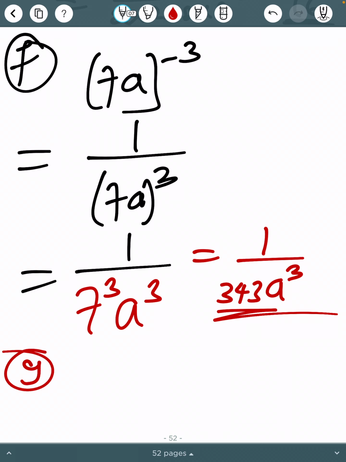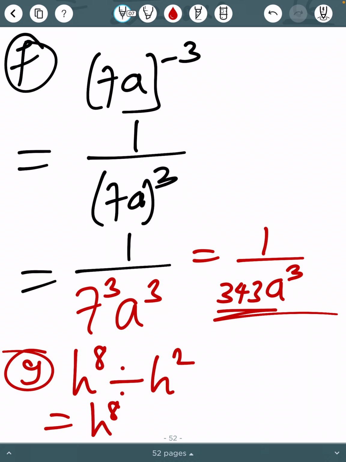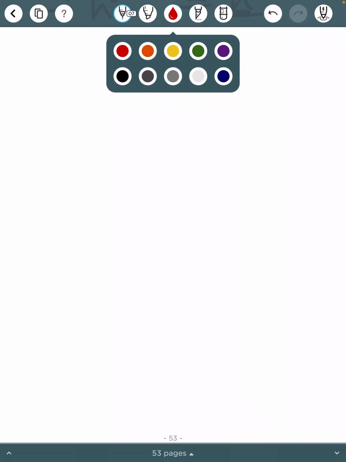Question G. In question G, I'm to do h raised to power 8 divided by h raised to power 2. That gives me h raised to power 8 minus 2. That gives me h raised to power 6. Question H. Let me try and change my colors. Question H is 16v raised to power 7 divided by 2v.